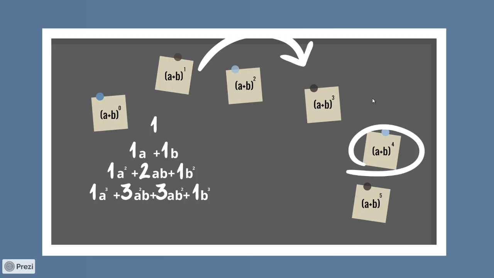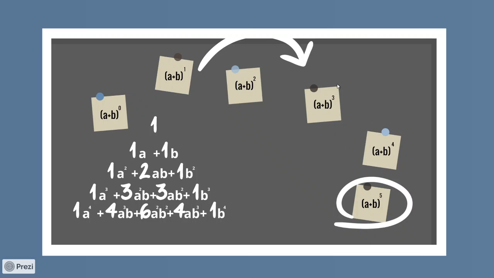Now what about a plus b whole to the power 4? You can find that by multiplying a plus b and a plus b whole cube, and you get a to the power 4 plus 4a cube b plus 6a square b square plus 4ab cube plus 1b to the power 4. What about a plus b whole to the power 5? That you can get by multiplying a plus b and a plus b whole to the power 4. So there are many ways of getting it.